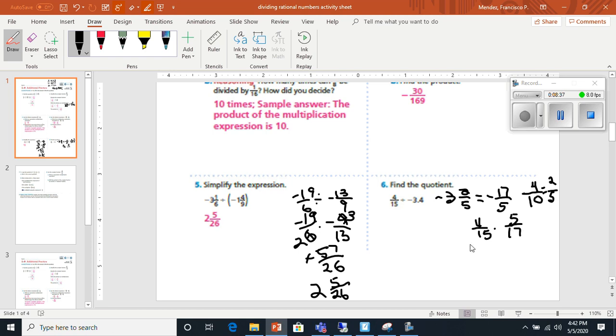And right here I can see that with 5 and 15, we can use the butterfly method. 5 goes into 5 one time, 5 goes into 15 3 times, and now I have 4 times 1, which is 4, and 3 times 17, that's going to be 51. So I believe my answer is going to be negative 4 over 51. Just guessing here, let's find out. Negative 4 over 51, look at that.